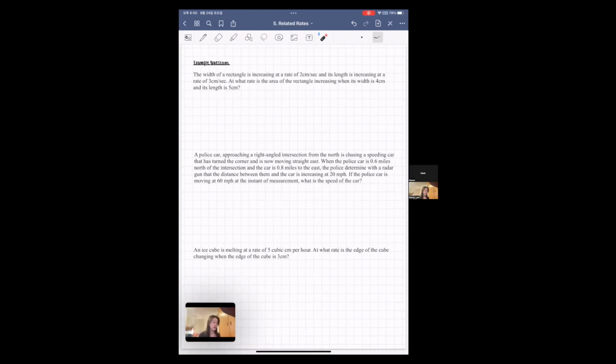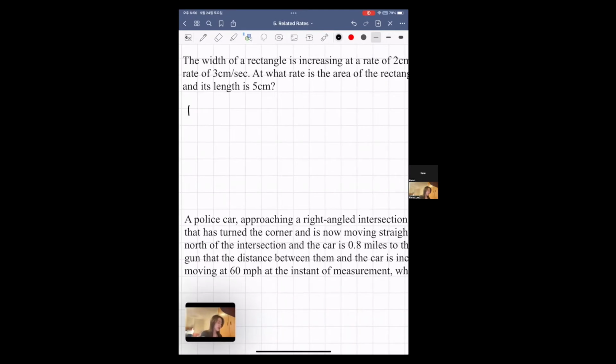So now we have quite a few example questions that we should take a look at. And these look at a lot of different types. So I think it will make it much easier. So let's look. First, the width of the rectangle is increasing at a rate of 2 centimeters per second, and its length is increasing at a rate of 3 centimeters per second. At what rate is the area of the rectangle increasing when its width is 4 centimeters and its length is 5 centimeters? So if we draw what's happening here, this is the width and this is the length.